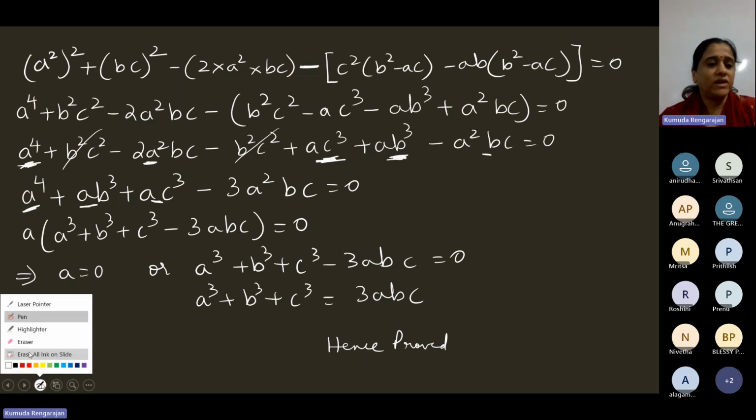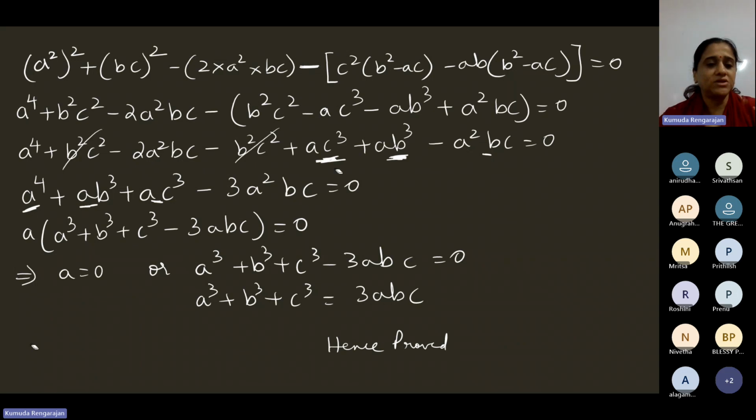Now in algebra, whenever there's a common factor in an expression, we take out the common factor. These 4 terms have a in common, so take out a. That makes a into (a cubed plus b cubed plus c cubed minus 3abc) in the bracket, is equal to 0.